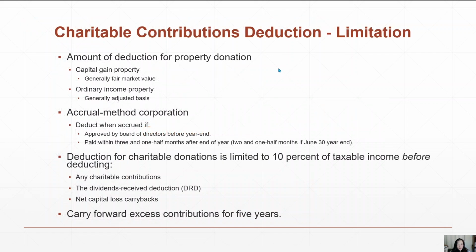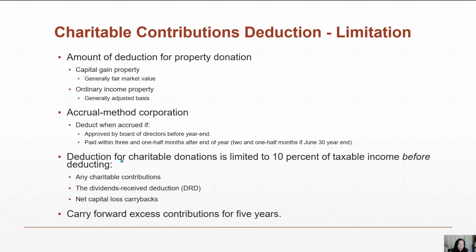Okay, next I'm going to move on to the charitable contribution deduction limitation. Whenever we talk about deductions, we always want to watch for the limitation. And the limitation in this case, the charitable donation, is limited to 10% of taxable income before deducting any charitable contributions, the dividend received deduction, and the net capital loss carrybacks. So this taxable income before deducting all those items is treated as a modified taxable income. This is kind of a benchmark to limit the deductibility of charitable donations.